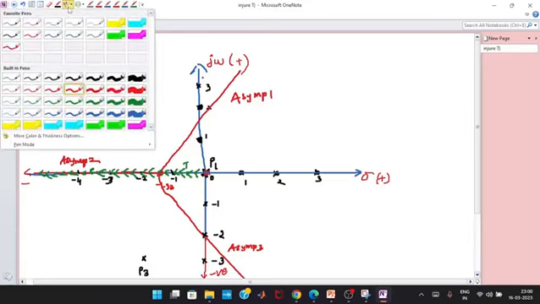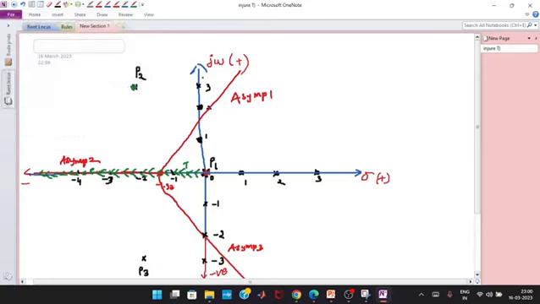Okay, let me change the color. For this one, wherever the pole is, you have to draw a line. This is one pole, this is one pole, and this is another pole. You have to find out the angle, that is our objective. Now I am going to find the angle of departure from the complex pole P2, with respect to pole 1. This is pole 1 and this is pole 2.